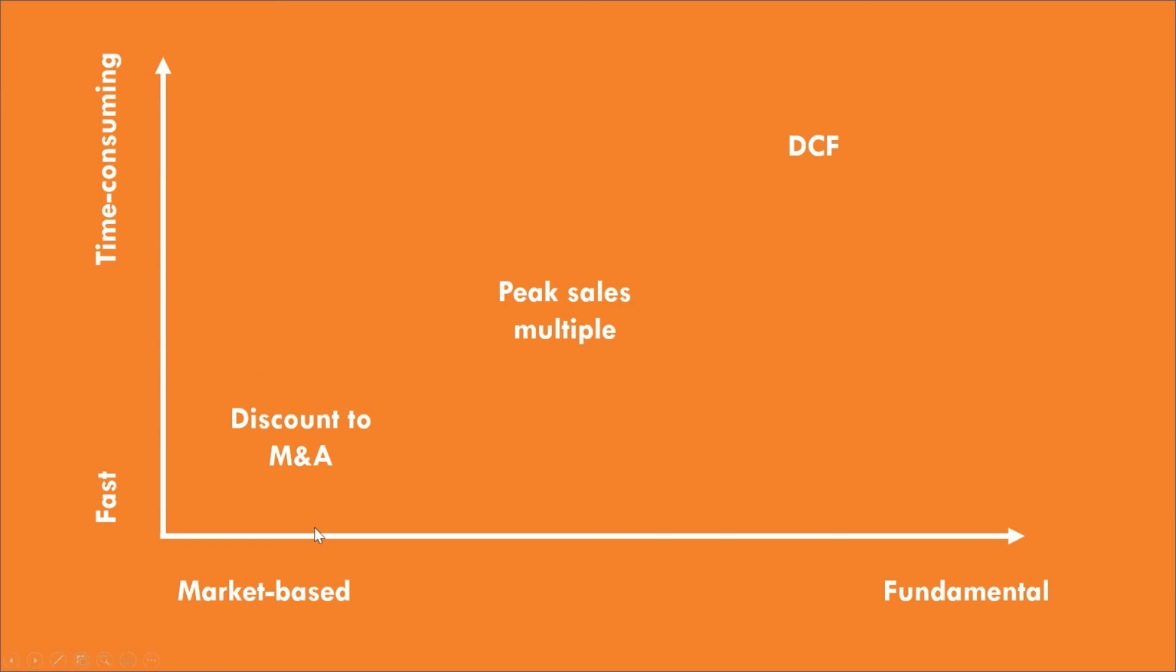Whereas with something like a discount to M&A, you really just care about what others are paying for these assets. And you only care about the fundamentals insofar as they are incorporated in the valuation that other companies pay, or with respect to the specific odds used to handicap the likelihood a particular company will be acquired. And then peak sales multiple is somewhere in between. You are taking a lot of input from the market, but when you choose your multiple, you are thinking about specific fundamental considerations of a company.